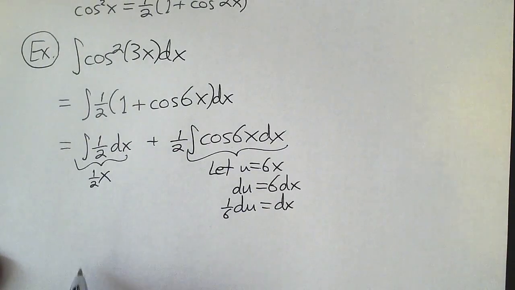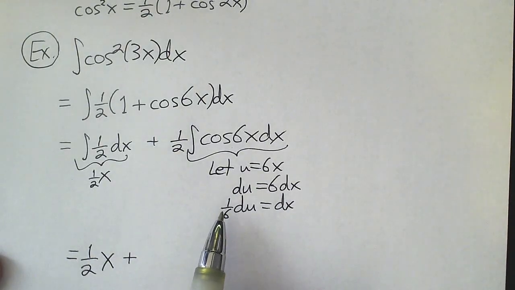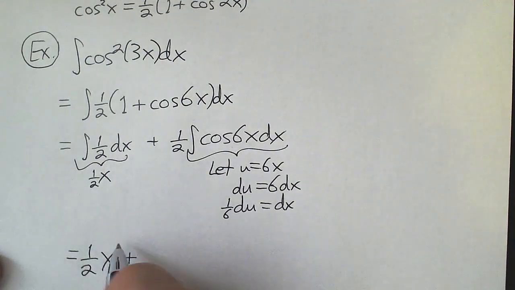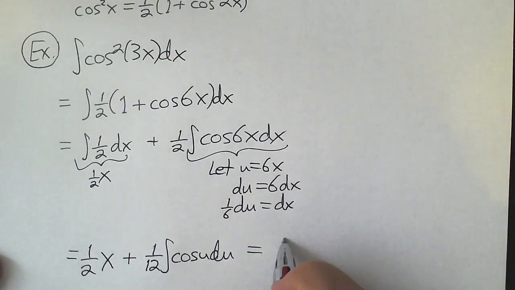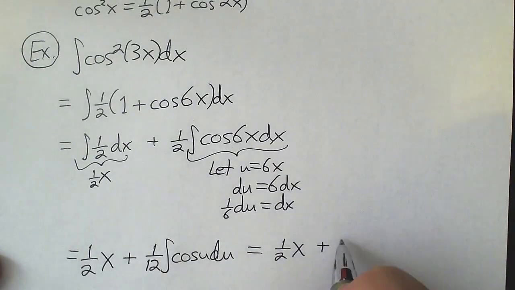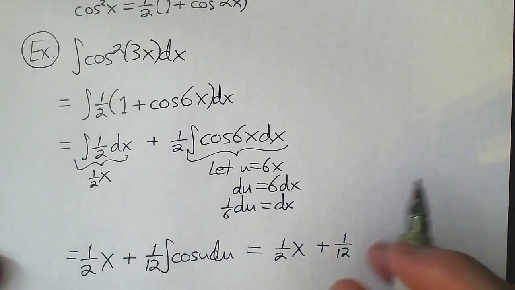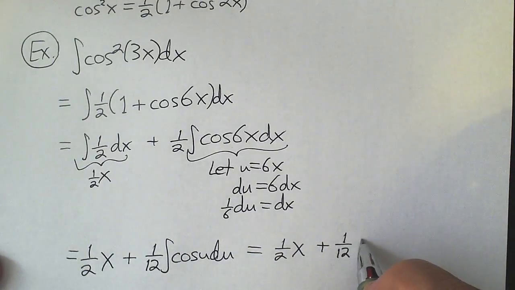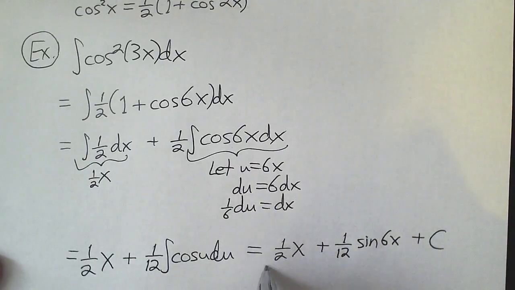Let's see, where are we at? Let's just start a new line. So the 1/2 x over there plus this 1/6 times the 1/2 that was already there gets me 1/12 integral cosine u du. So 1/2 x plus, I'll go ahead and integrate this and get it back in terms of x at the same time, but you could do that in 2 steps if you want. Looks like sine of 6x, and I need a plus c.